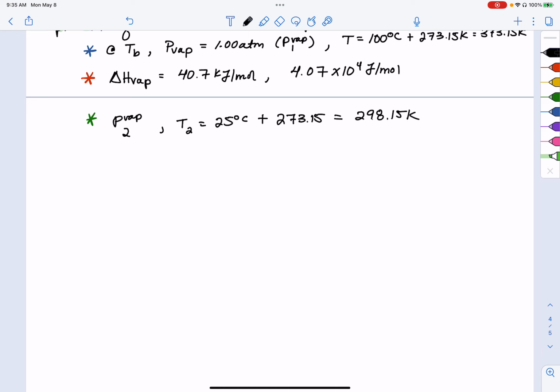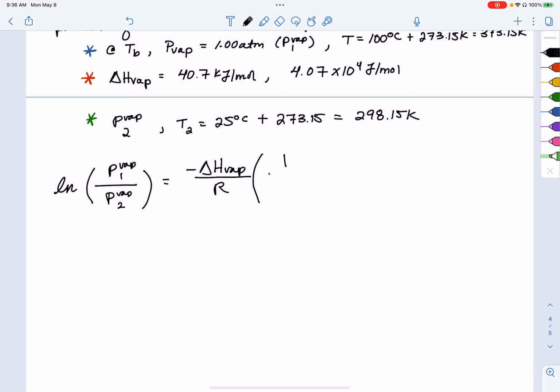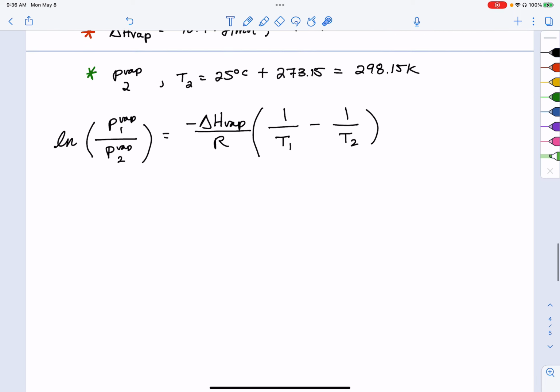So I'm just going to rewrite Clausius-Clapeyron here. The natural log of P vap 1 over P vap 2 is equal to negative heat of vaporization over R times 1 over T1 minus 1 over T2. So it's always in order. This is how you can remember it: 1 over 2, 1 minus 2.